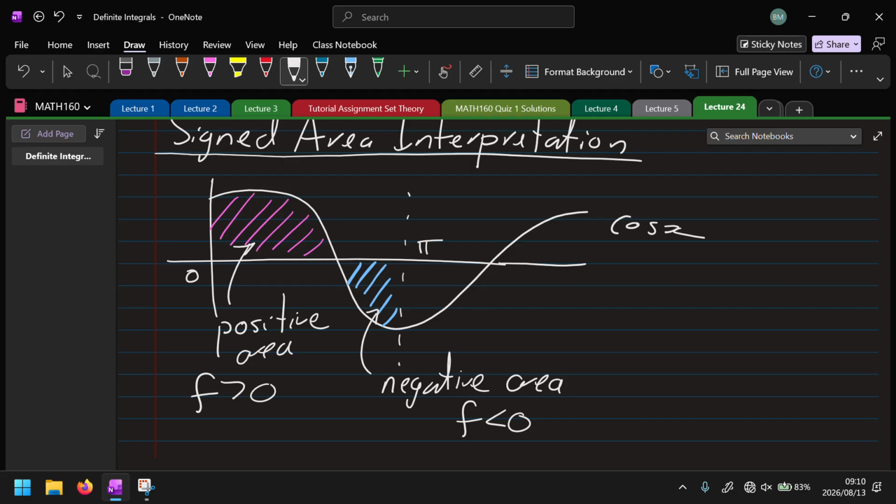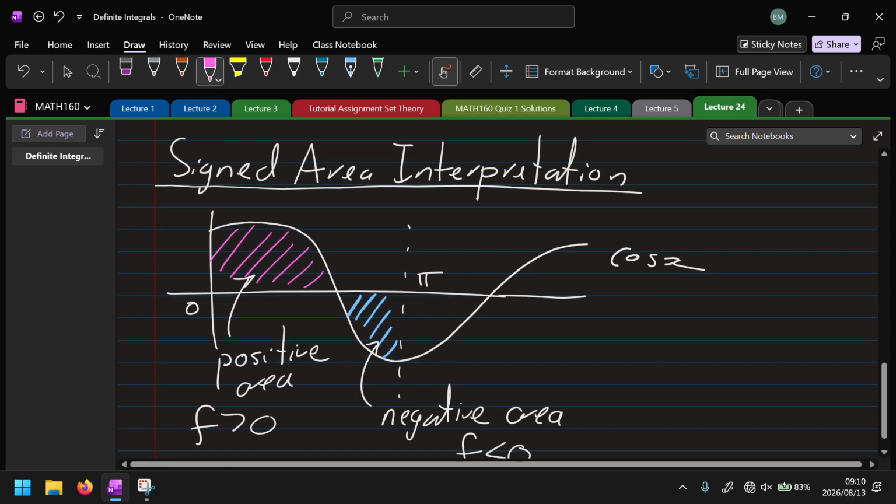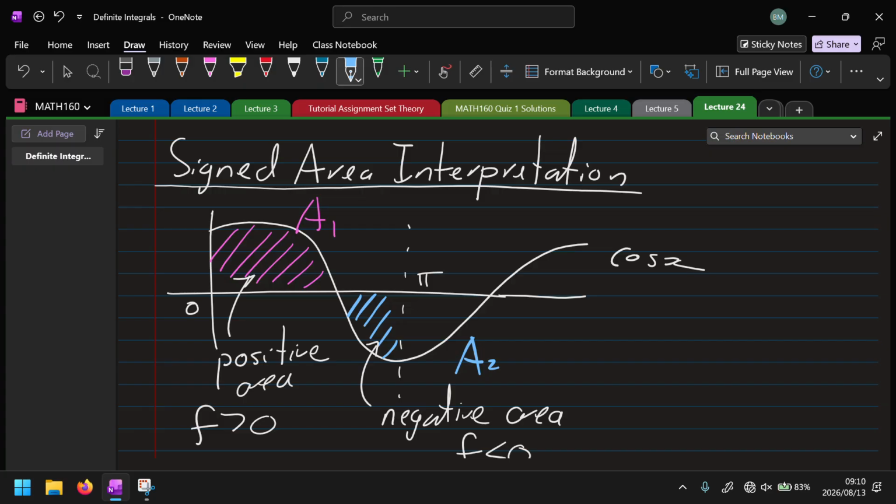Now, what happens if we go from 0 to pi? How do we mix these over here? Okay, very easy. If the pink area is area A1, and the blue area here is area A2, the total area, or we should be more technical, the net area, is just the sum of the two. But this one just happens to be negative, so we have a minus sign.